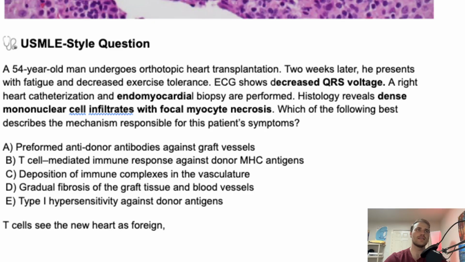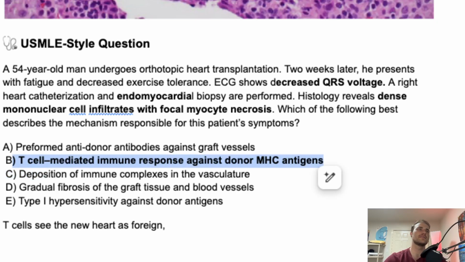Given these histological findings, it's going to be our T cell mediated immune response against the donor MHC antigens. All right, so it's going to be our acute rejection, and it's going to cause myocyte necrosis, which is cell mediated. So it's going to involve T cells and macrophages, and also just the timeline tells you the host T cells recognize the donor MHC complexes, the HLA antigens, as foreign.